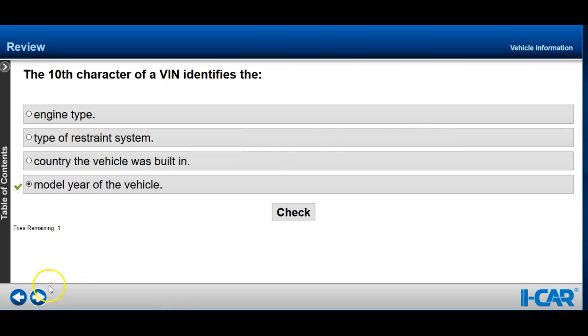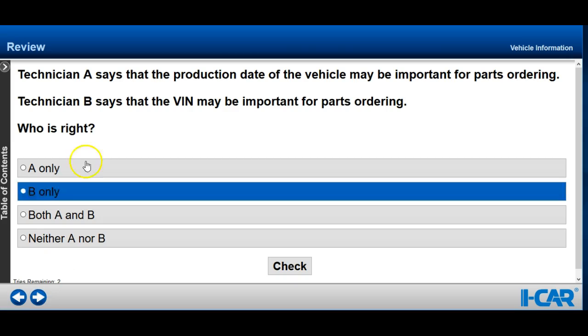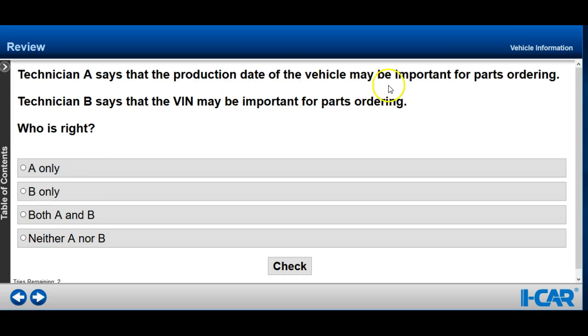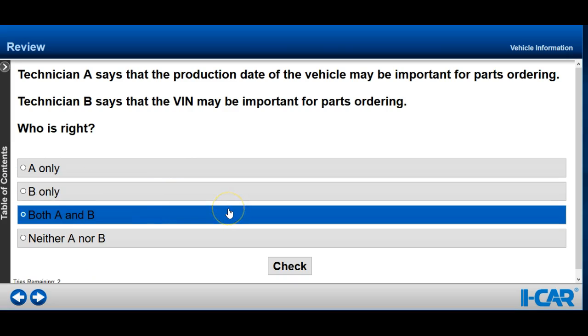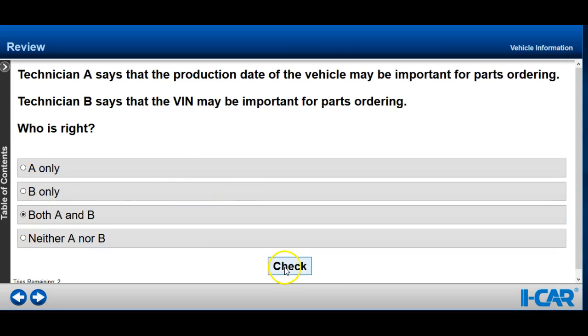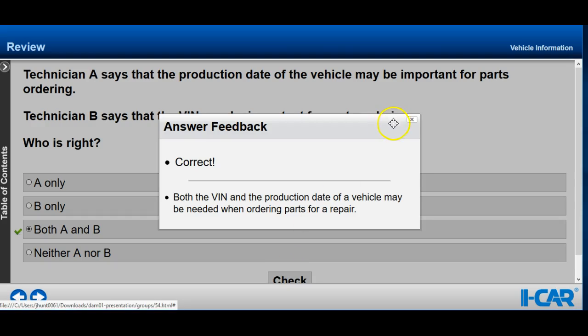All right, moving on. Tech A says the production date of a vehicle may be important for ordering parts. Absolutely it will be. We need to know what year it was. It could be a mid-year car, so look for that. Tech B says the VIN may be important for parts ordering. Yep, it's going to tell us what trim package it has and things of that nature, so the answer on that is going to be both, of course. You will see this one on your exit exam also. All right, very good, very good.